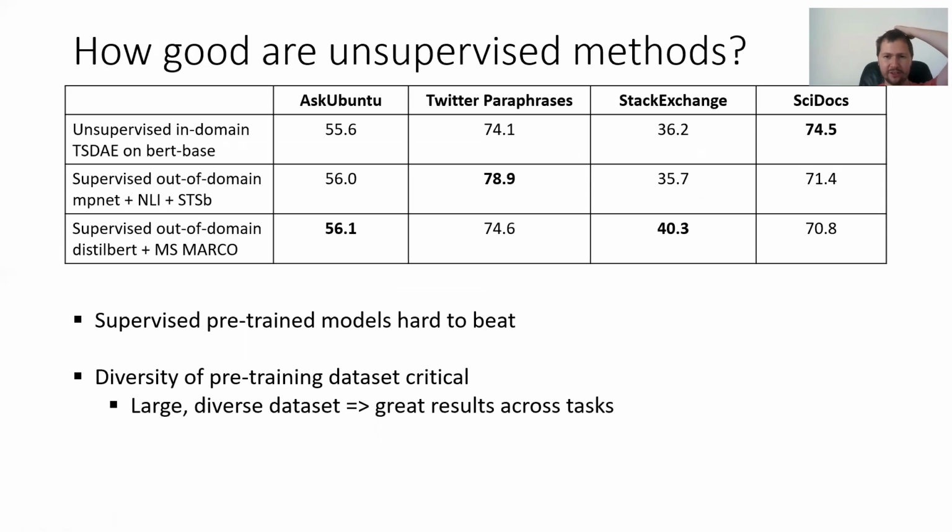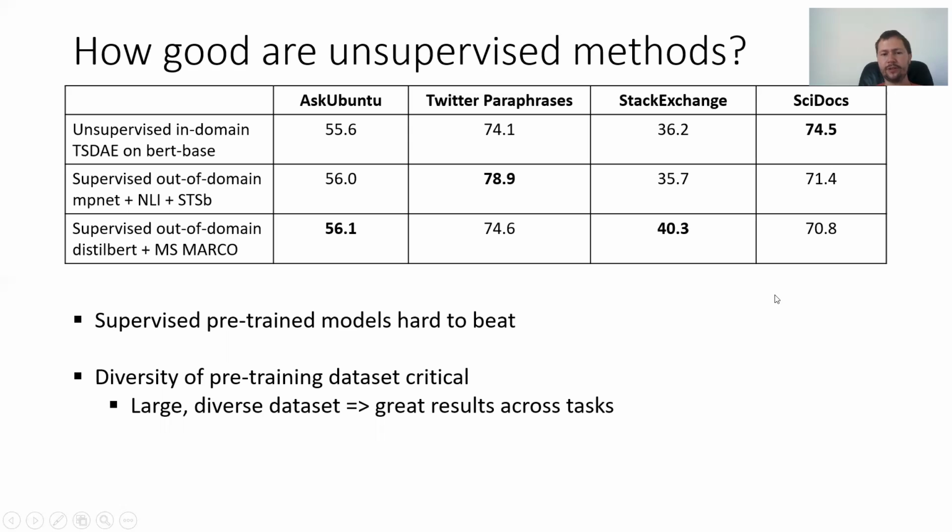So the question is, how good are unsupervised methods? Here we have the performance of the different data sets in the unsupervised fashion compared to supervised models on different data sets. The first was on NLI and STSB, and the second one was on MS Marco. And we see that on Ask Ubuntu, for example, even though these models have not been trained on Ask Ubuntu specifically, the supervised models perform better than the unsupervised models. Similar for Stack Exchange, there the MS Marco data set is really strong. The only advantage we see for unsupervised methods is for scientific publications, where they outperform the other datasets.